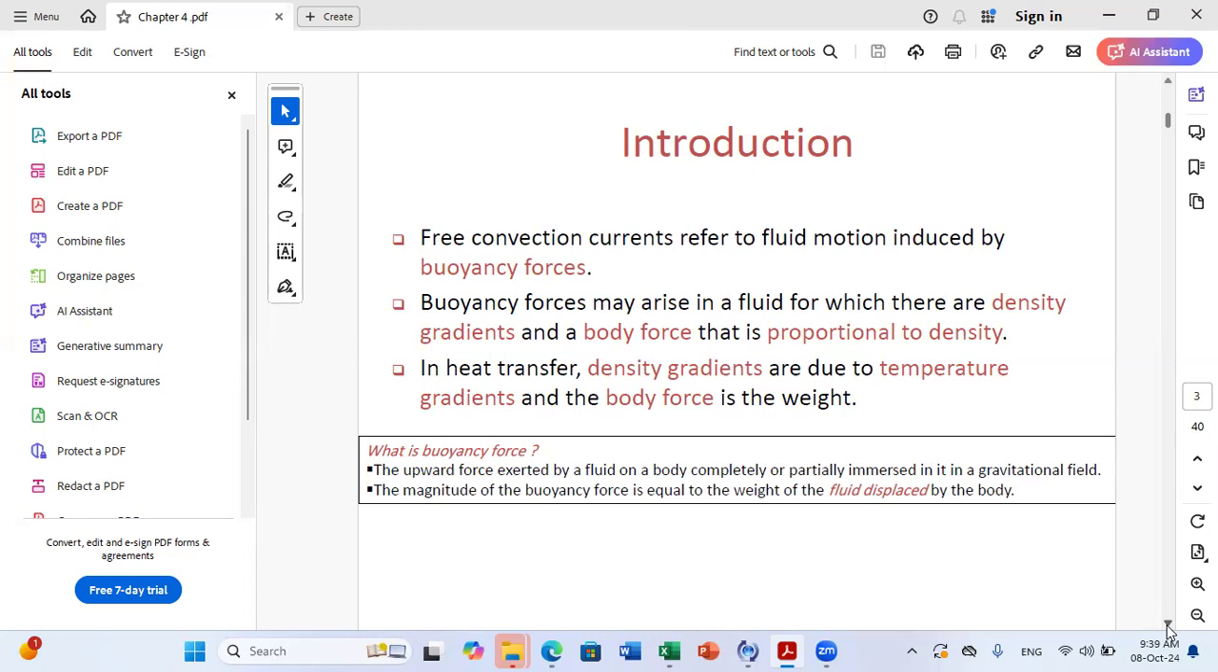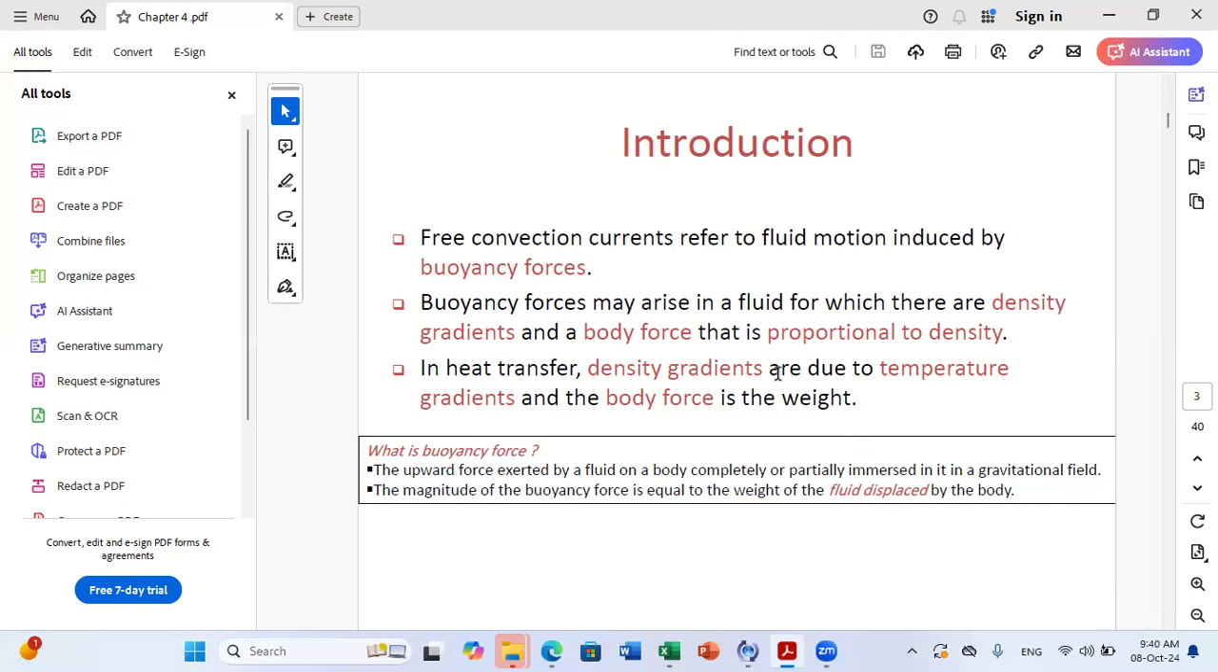You know that when the density is lower, the particles will be lighter. They tend to move up. While particles with heavier weight will move down. And this will create circulation of air around the object.